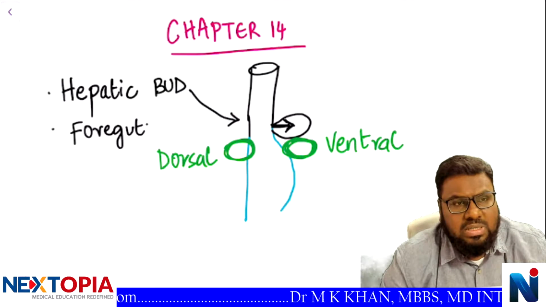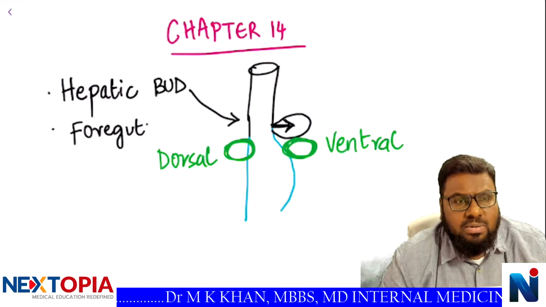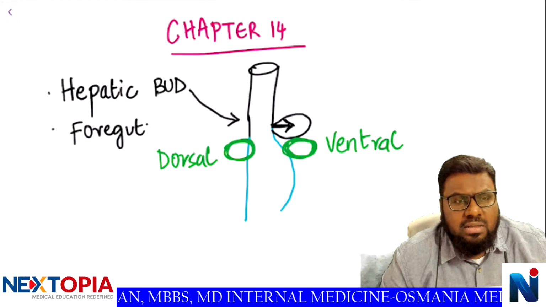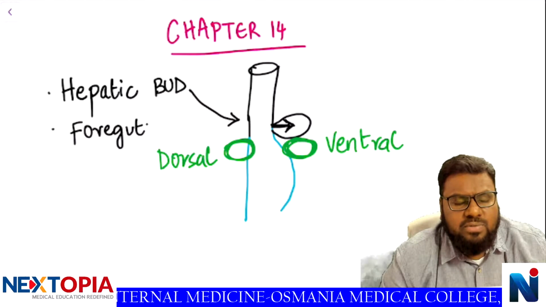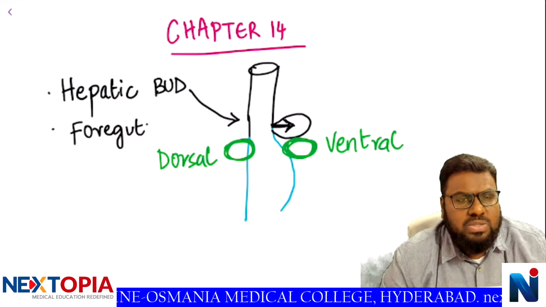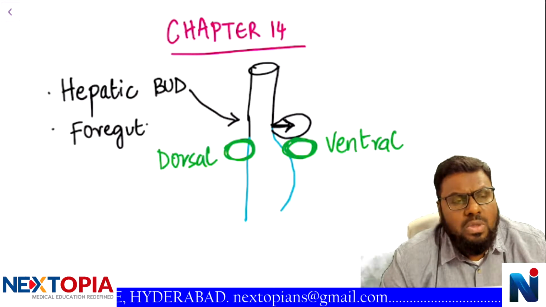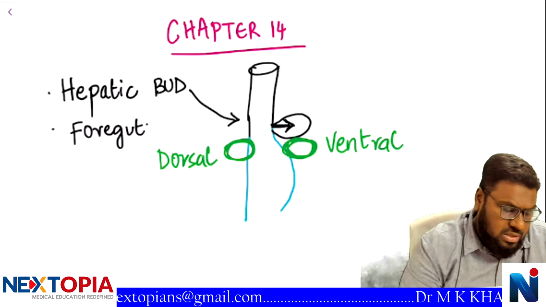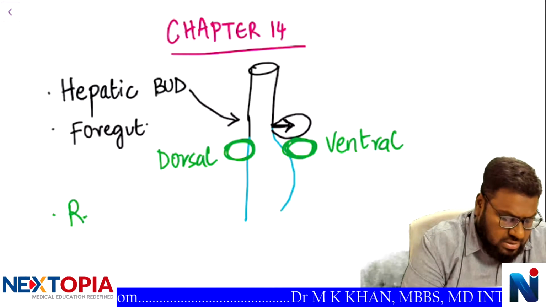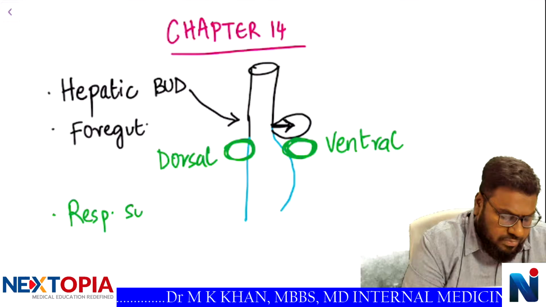Next, we'll discuss the spleen. Spleen develops from small spicules, which are derived from the mesoderm. Mesoderm, we call it dorsal mesogastrium or dorsal mesoderm. Next, we'll talk about the respiratory system today. To summarize, respiratory system.